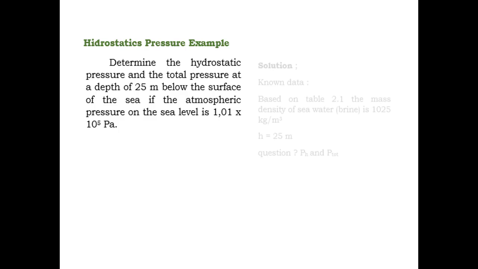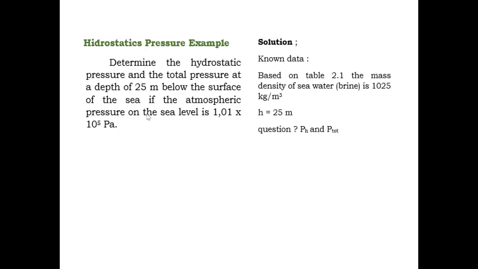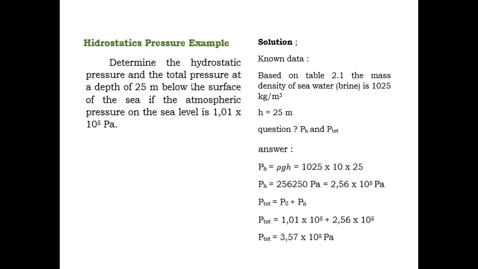Okay, this is the example. You are asked to find the hydrostatic pressure and the total pressure. Well, hydrostatic pressure is only rho gh, but total pressure is the hydrostatic pressure plus the air pressure. So total pressure equals air pressure plus hydrostatic pressure. You put in the information, then you calculate, then you get the result.